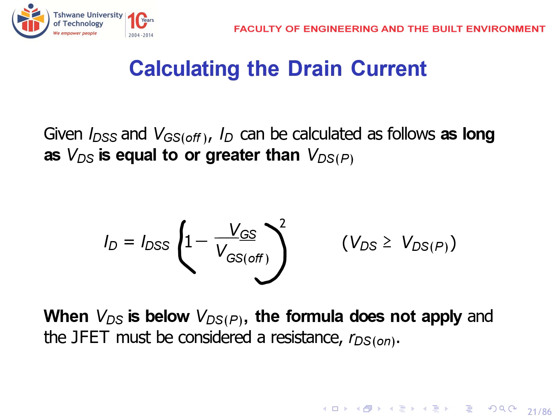Calculate the drain current given IDSS and VGS(off). ID can be calculated as follows as long as VDS is equal to or greater than VDSP. So ID is equal to IDSS times the quantity 1 minus VGS over VGS(off), squared. When VDS is below VDSP, the formula does not apply, and the JFET must be considered as a resistance, RDS(on).